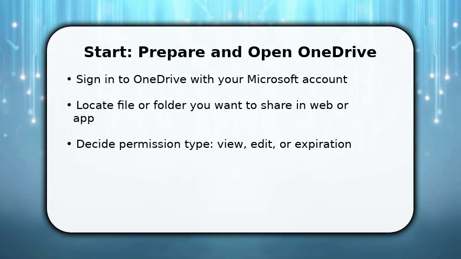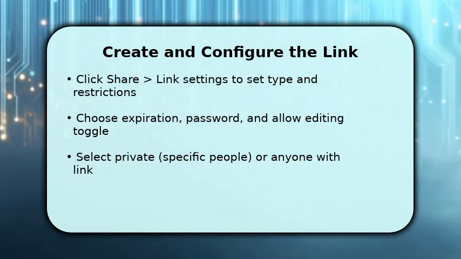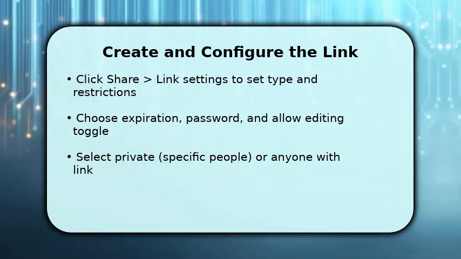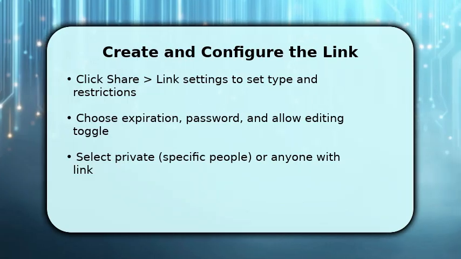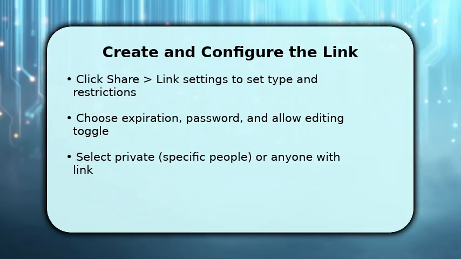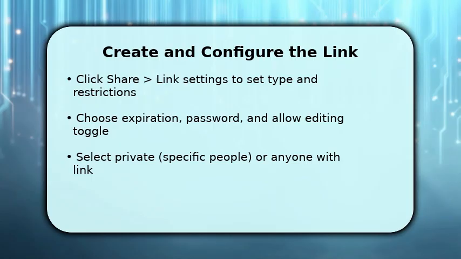link options. Once you open share settings, choose link type, anyone with the link, people in your organization, or specific people, because this determines who can access the content. Next, configure advanced options, set an expiration date to limit access, add a password for extra security, and toggle allow editing off if you only want view access.